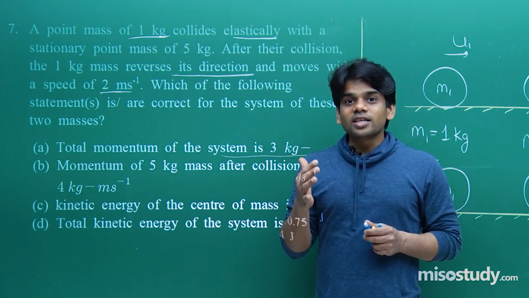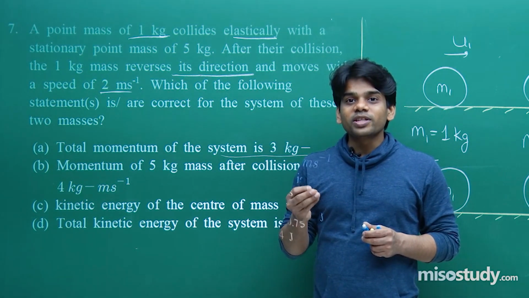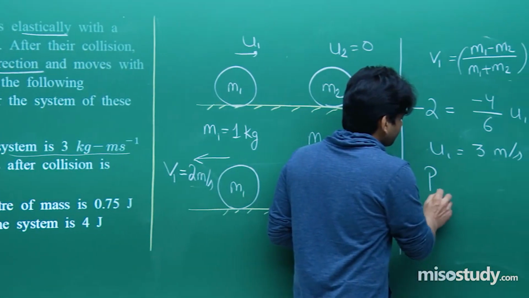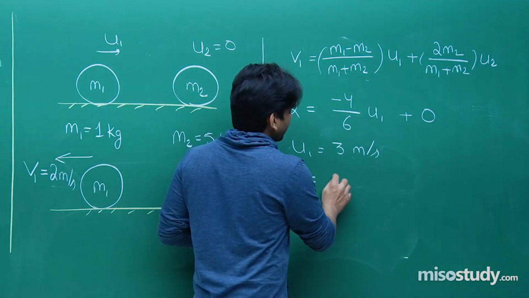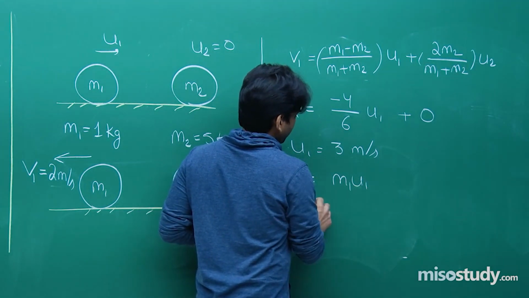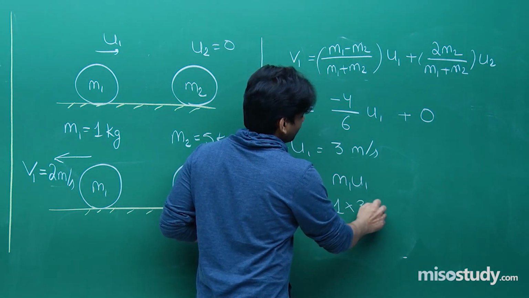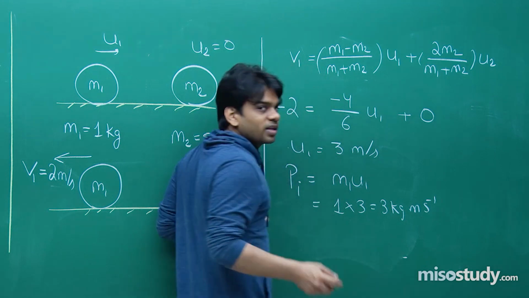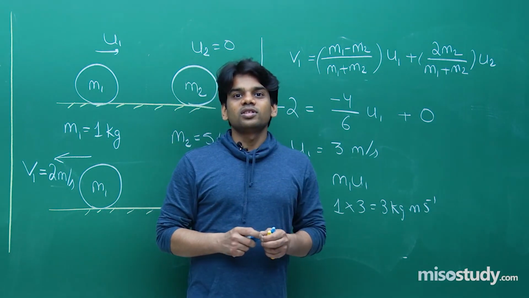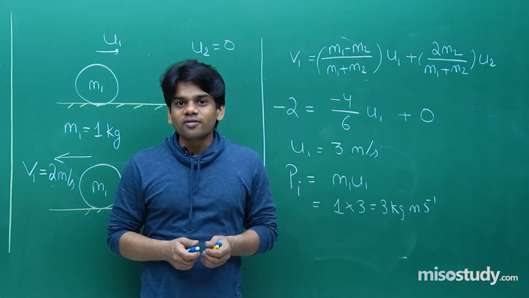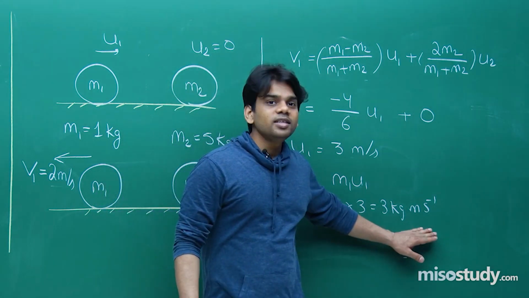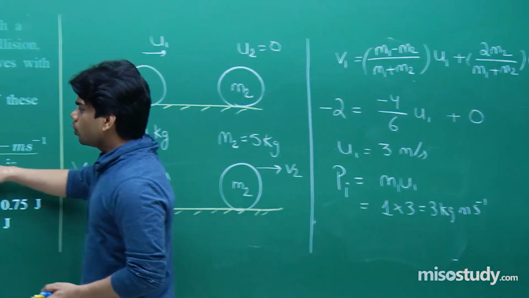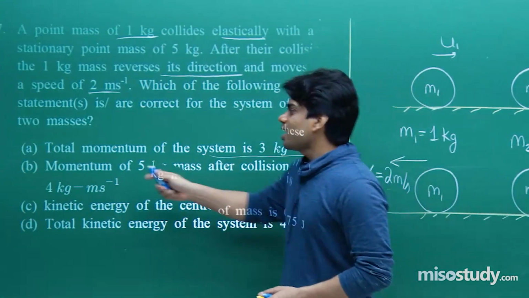That is, you can just multiply mass of the body with the initial velocity of the object. So initial momentum, m1 into u1, m1 is 1, u1 is 3, so 3 kg meter per second, and every time this momentum will be conserved. Whether the collision is elastic or inelastic, the momentum will be conserved. So mark the initial momentum as 3 kg meter per second, that is going to remain constant entirely. Total momentum of the system is 3 kg meter per second. Yes, that's the right statement.